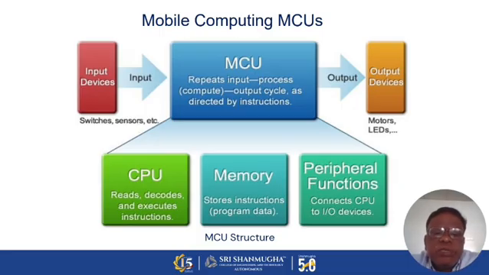So the MCU contains three main parameters, that is the CPU, memory and peripheral functions. The CPU is always used to read, decode and execute the instructions, and the memories store the information regarding the programming data, and the peripheral functions connect the CPU to the input and output devices. So these are generally connected in the MCUs, that is the mobile computing units. Based upon the input information, the output devices give the signals and get the numerical data.